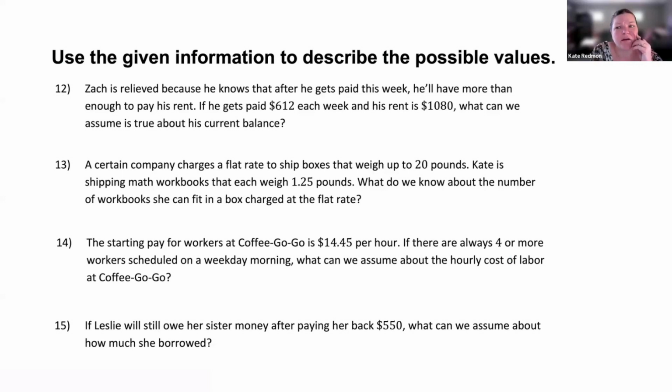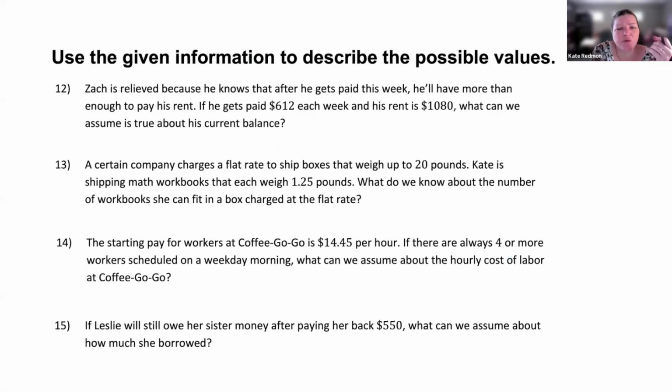Now, don't panic about these examples. This is not like what you'll see on the GED. This is just something I want to do with you guys to kind of build those reasoning skills. So it says use the given information to describe the possible values. 12. Zach is relieved because he knows that after he gets paid this week, he'll have more than enough to pay his rent. If he gets paid $612 each week and his rent is $1,080, what can we assume is true about his current balance?